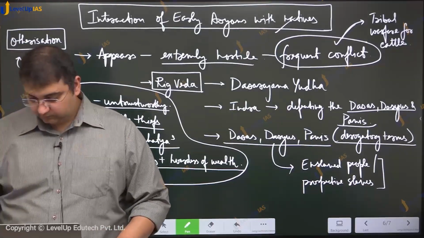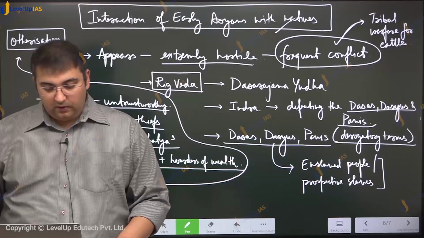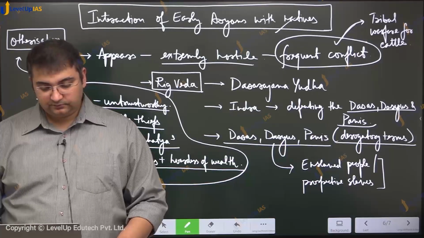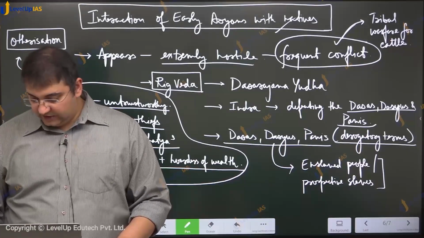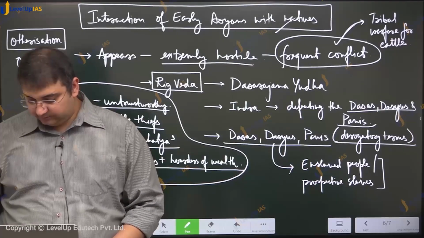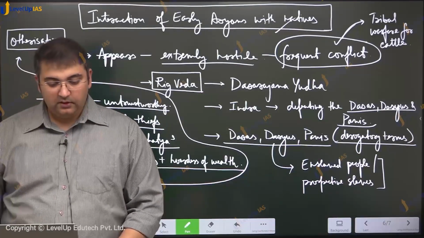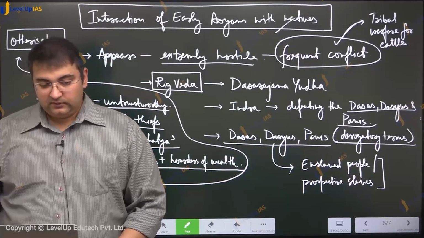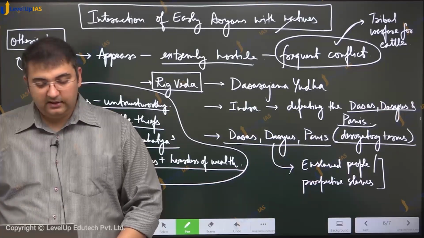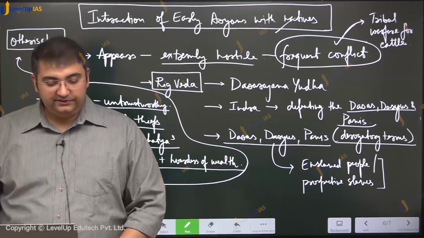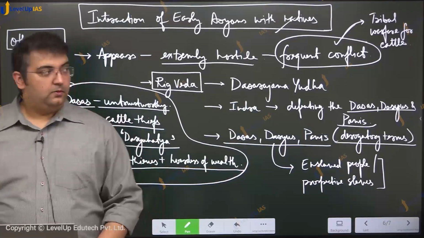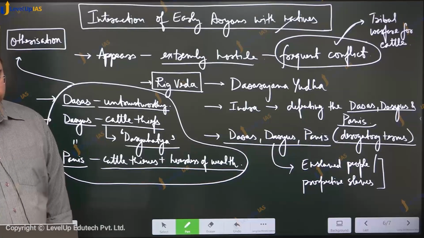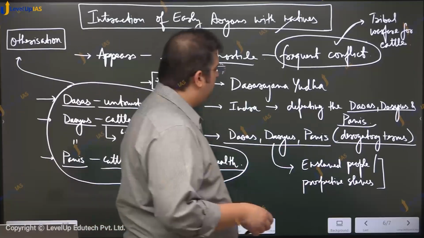लिखो. On the surface, it appears that the relationship between early Aryans and the Chalcolithic natives was extremely hostile. Full stop.